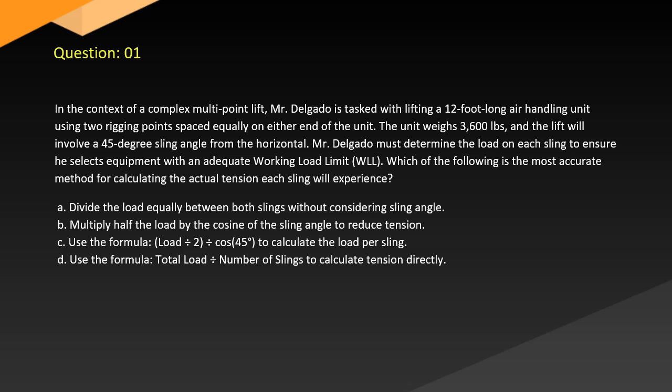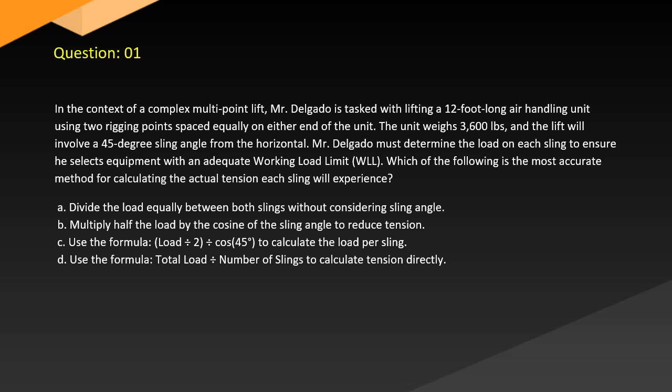Question 1. In the context of a complex multi-point lift, Mr. Delgado is tasked with lifting a 12-foot-long air handling unit using 2 rigging points spaced equally on either end of the unit. The unit weighs 3,600 pounds and the lift will involve a 45-degree sling angle from the horizontal.